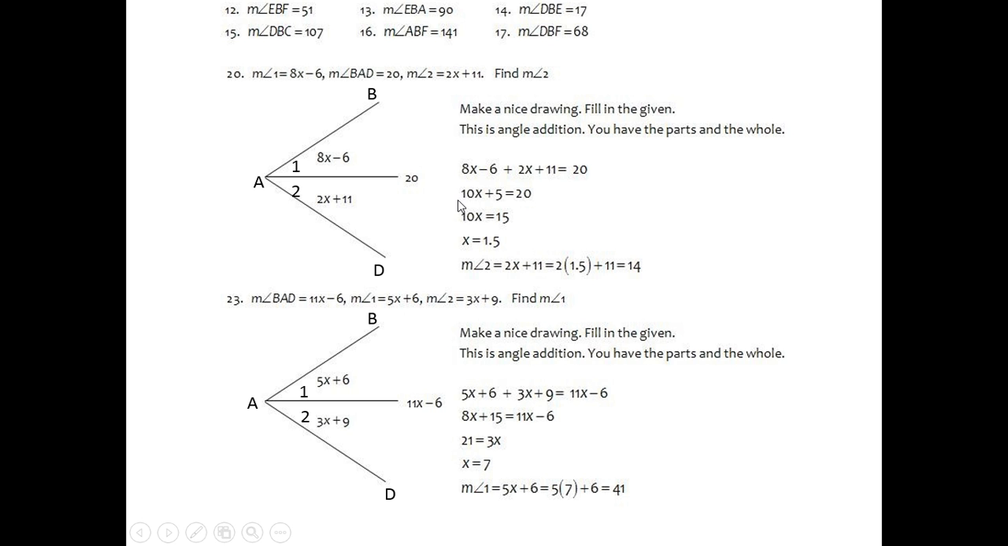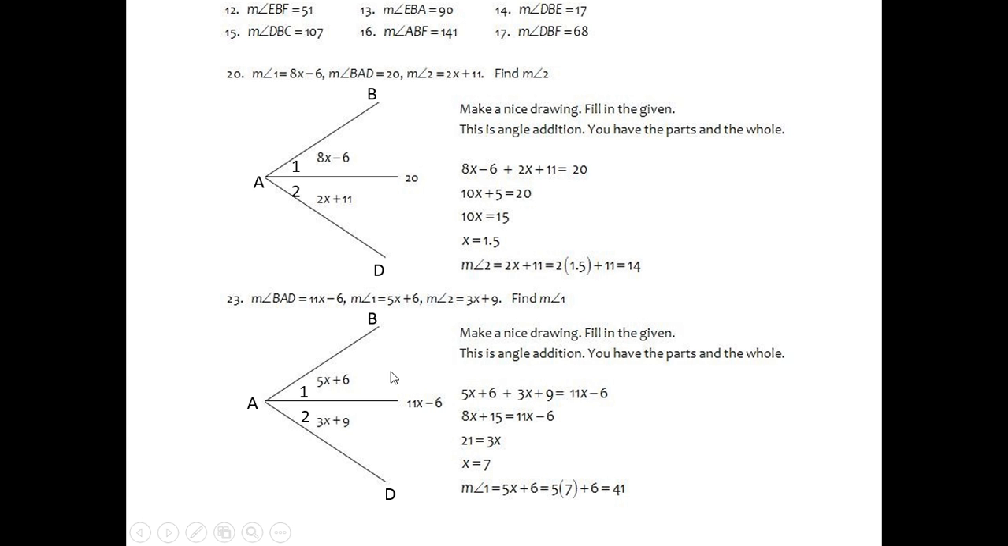So we do our algebra, join our like terms together. We get 10x, negative 6 and 11 is 5. 10x plus 5 equals 20. 10x equals 15. x equals 1.5. We are not done because what we were asked to find was angle 2. So we go back to angle 2, which is 2x plus 11. Now we have the x value, 1.5, so 2 times 1.5 is 3, plus 11. So angle 2 is 14 degrees. And since the entire BAD angle is 20, that would make angle 1 6 degrees.